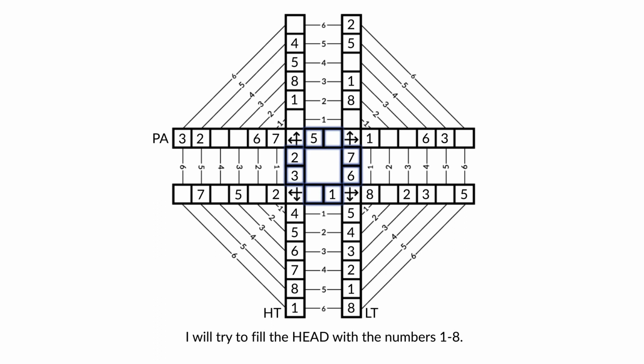Next, I will try to fill the head with the numbers 1 to 8. At the moment we have 1, 2, 3, 5, 6 and 7. We are missing 4 and 8. We can notice that in the lower east line we already have number 8. Since this is one line, it means that number 8 can't be in this square. In that square we will put number 4. Only one square is left, and we will fill it with number 8. So far we found high tide, low tide, and we filled the head.